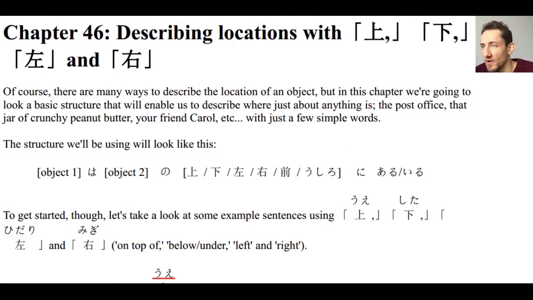But anyway, the structure of these sentences we'll be looking at and making today will look something like this. We'll have two objects, so object one, object two, no, and then we'll use our particle for location, and then we'll be using aru and iru. If it's an inanimate object, of course, we'll be using aru, and if it's a living animate thing, we'll be using iru. So this little structure right here might look a little confusing, but we'll look at some example sentences, and it'll be clear, I'm sure.